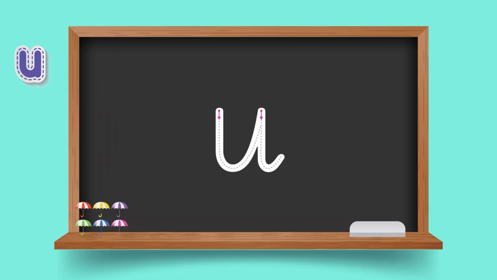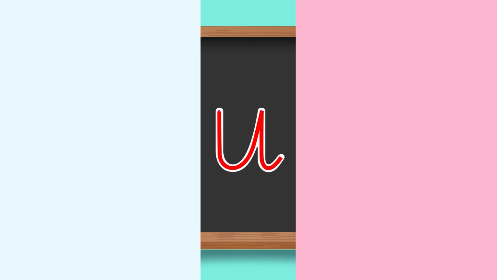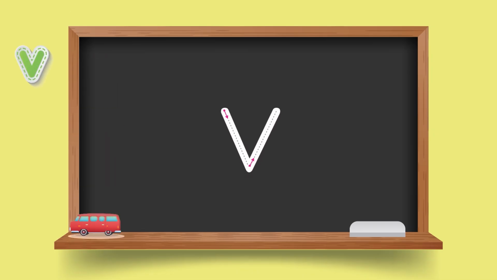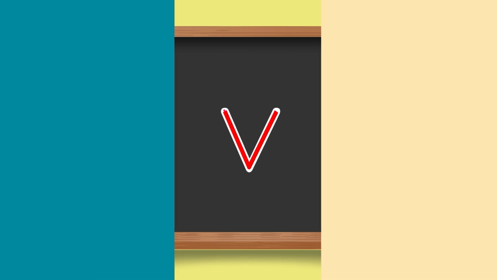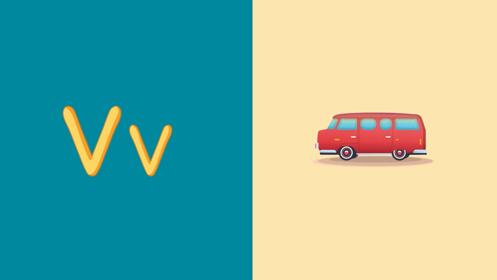Let's learn the letter U. Draw a straight line down and around, up and down with a tail. U is for umbrella. Let's learn the letter V. Draw diagonal line down and up. V is for van. Let's learn the letter W.